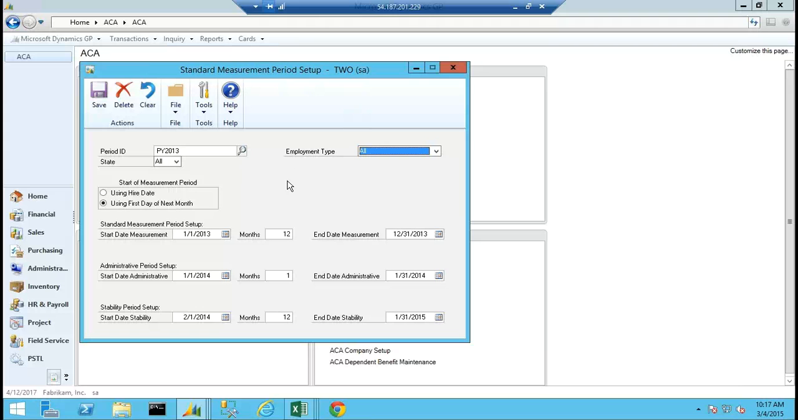So what we did here is we created a standard measurement period of January, 12 months. This can be as low as 3 months. It cannot exceed 12 months. And then we created an end date, and then we had an administrative period. In our case, it's 1 month. This could be as much as 3 months if you want for a standard measurement period.